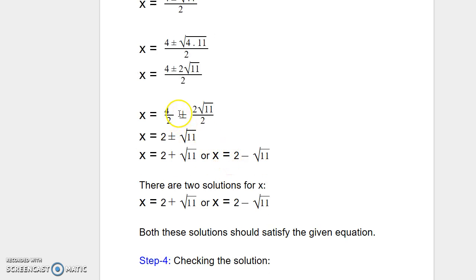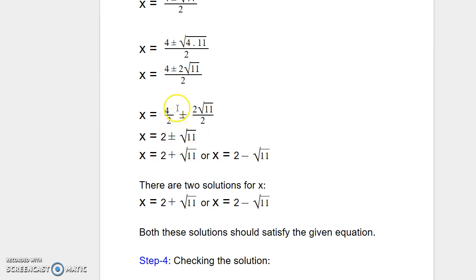So therefore, we can write this as 4 divided by 2 plus or minus 2 square root of 11 divided by 2, like that. Now, 4 is a multiple of 2, so it simplifies to 2. And then the 2 in the numerator and the 2 in the denominator cancel out, leaving us with the square root of 11. So therefore, we have an answer: x equals 2 plus or minus the square root of 11.